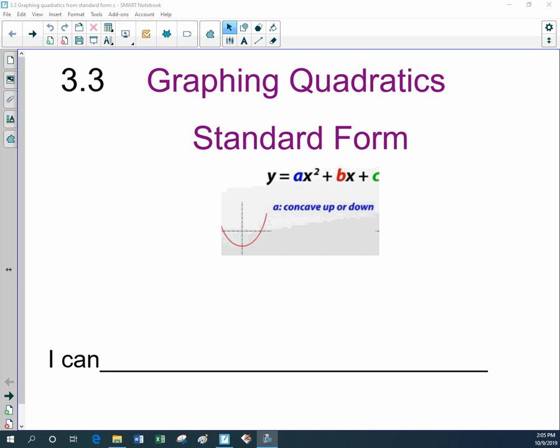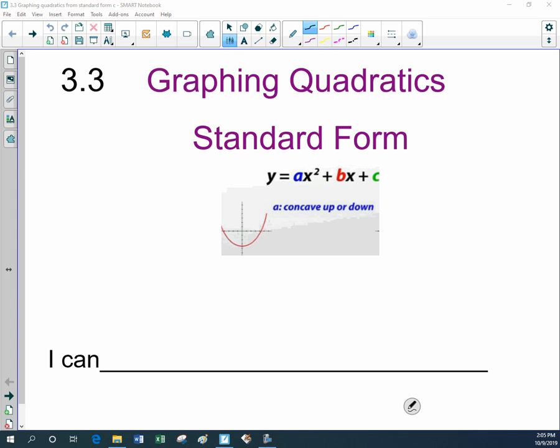Okay, this is the first lesson of Unit 3, graphing quadratics from standard form. In the last unit that we just finished up, we talked about factoring quadratics, and we barely touched on the relationship between the solutions and the x-intercepts. In this unit, we're going to get a little more in depth on graphing the quadratics. And today we're going to focus on graphing from standard form.